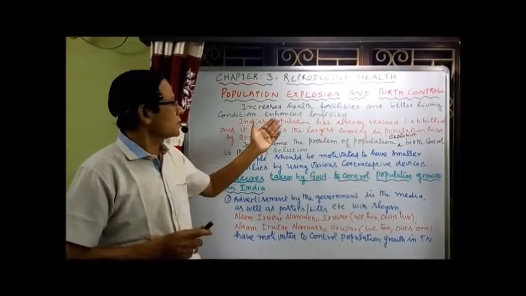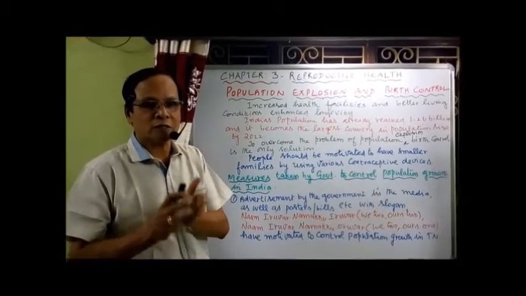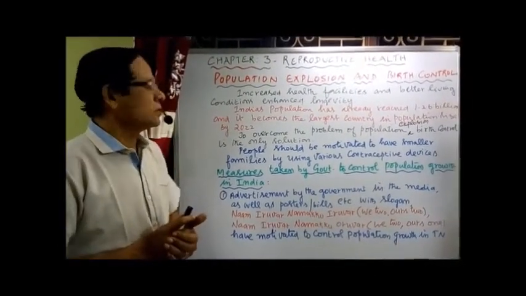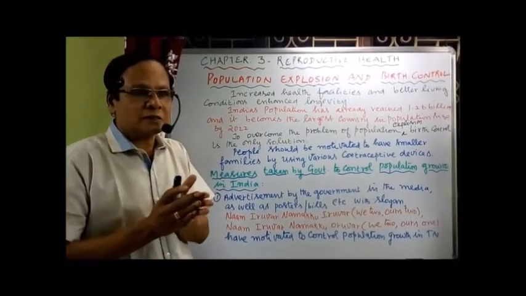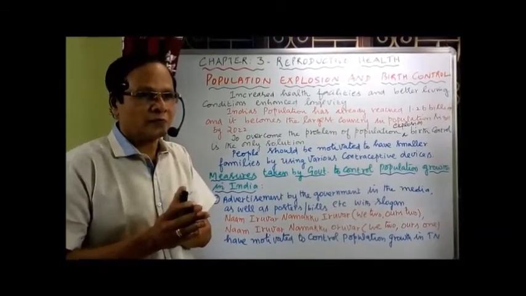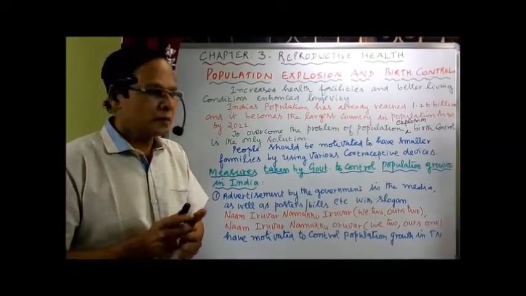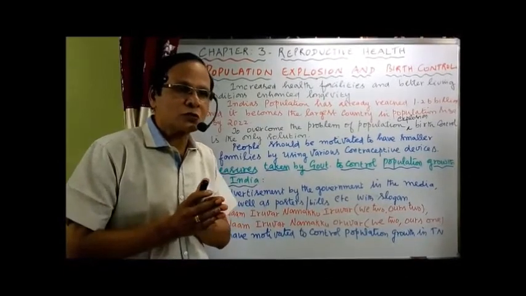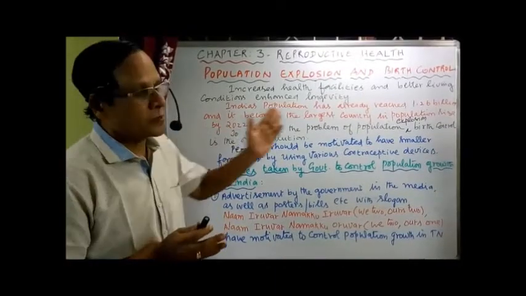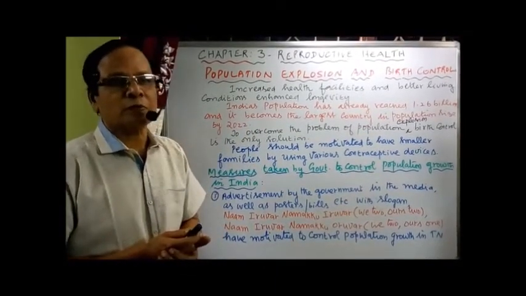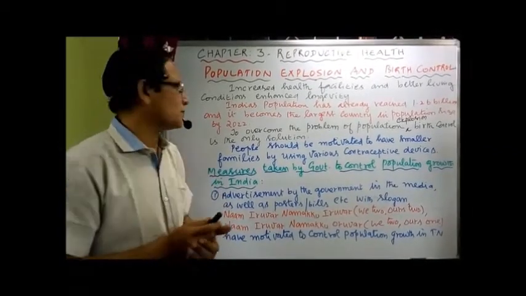Normally, increased health facilities and better living conditions enhance the longevity, that is the lifespan. Now, if you are analyzing the population of India, it has already reached 1.26 billion, and it is estimated that by 2022, it will become the largest country in terms of population size, even surpassing China's population.